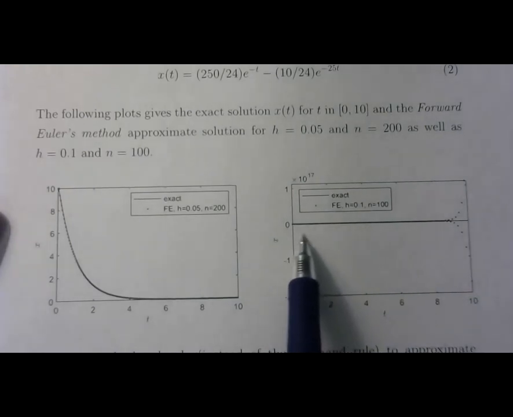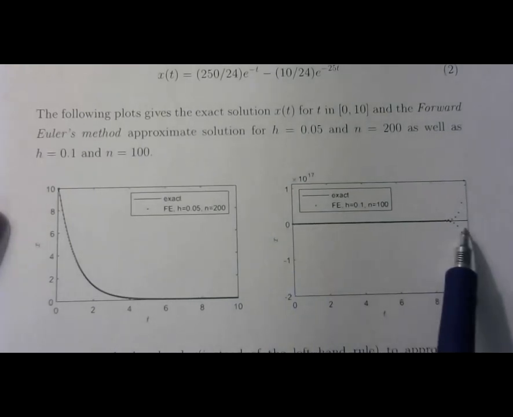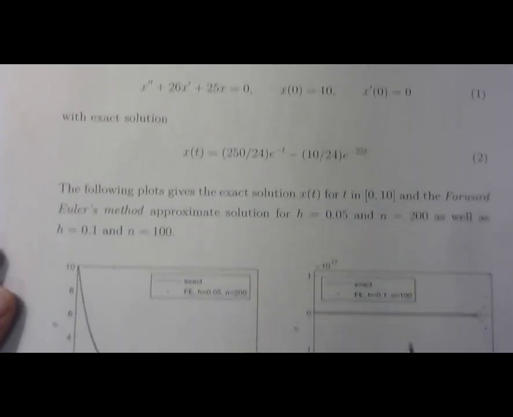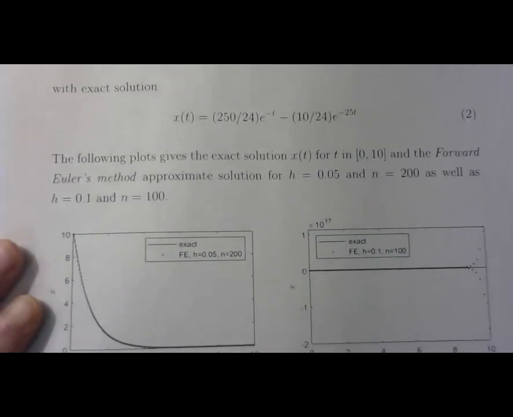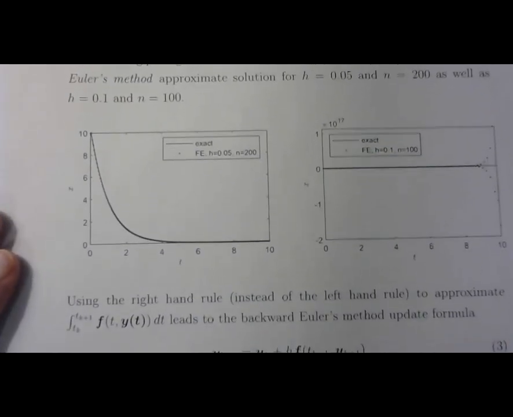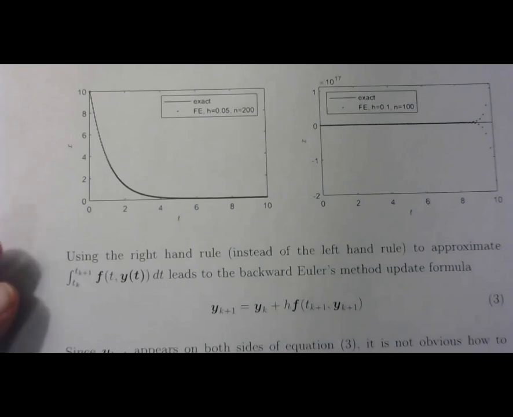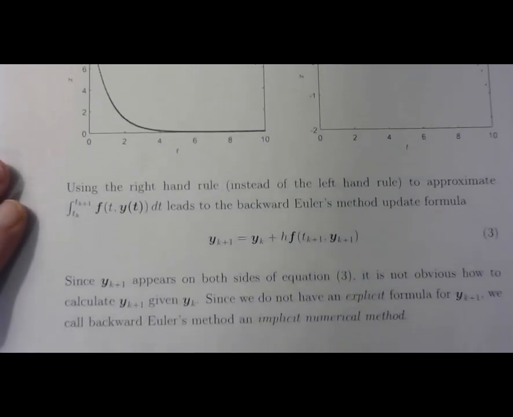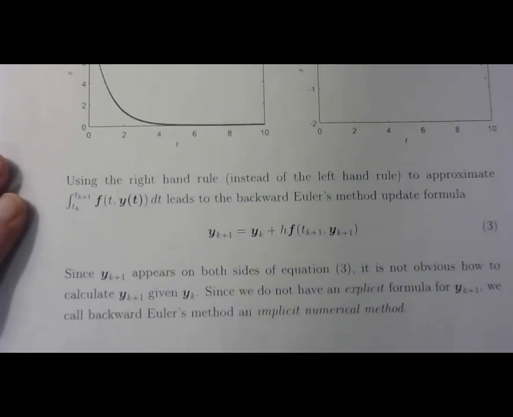If I change the step size to be twice as large, this very quickly does not converge, right? If you look at the exact solution, this is exponentially decaying. So obviously the numerical method is unstable. So that's a problem.